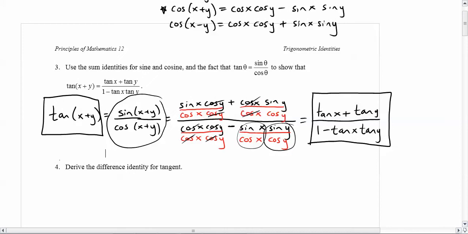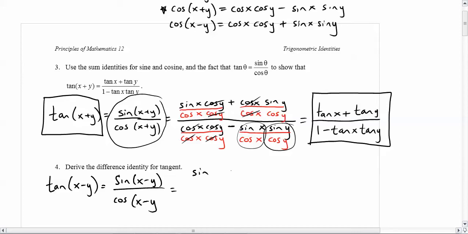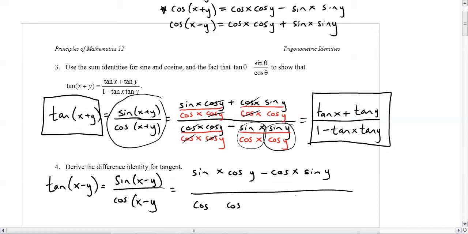Now for the difference identity for tangent, x minus y, we can do the same thing. This is the same as sine x minus y over cos x minus y. Then I can use my difference identities from the top. So sine is sine cos minus cosine sine. The sign in the middle stays the same. Whereas cosine is cos cos, sine sine, but the sign in the middle changes from negative to positive.